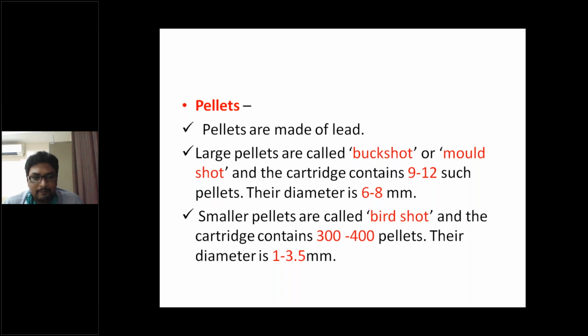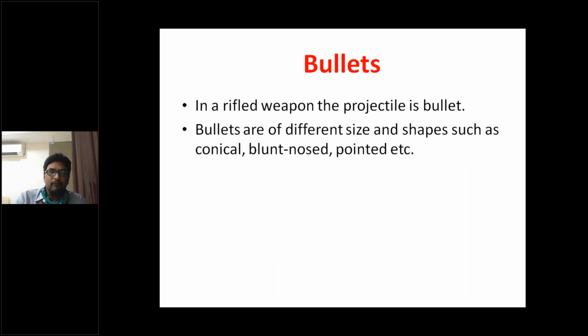Two types of pellets. Small pellets are known as birdshots, and large pellets are known as buckshots. Small pellets are of size 1 to 3.5 mm, and each cartridge contains about 300 to 400 pellets, whereas large shots have only about 9 to 12, and each diameter is about 6 to 8 mm.